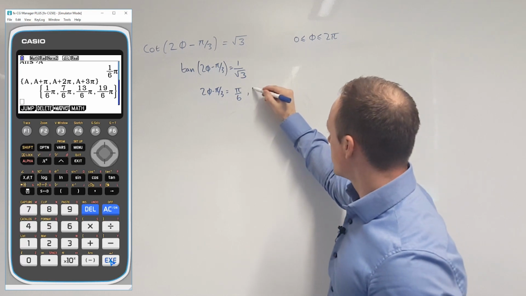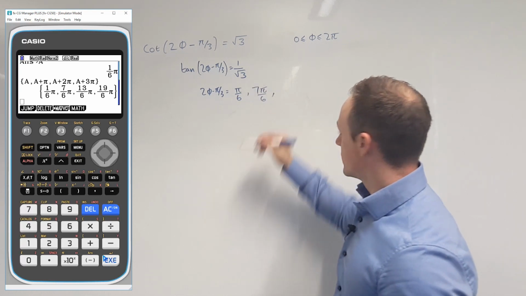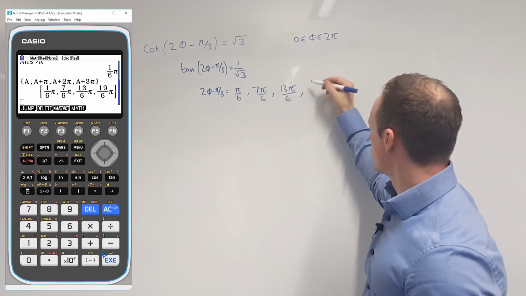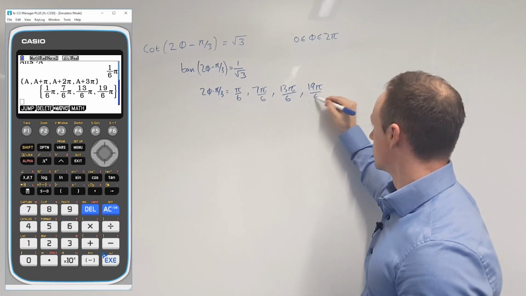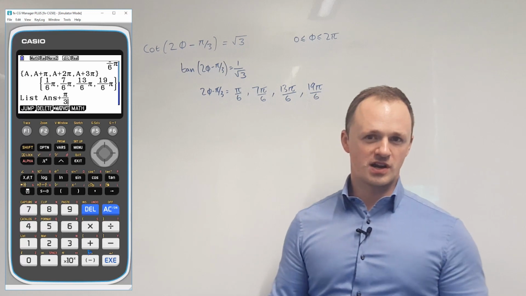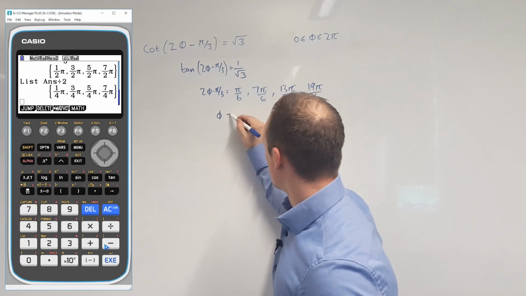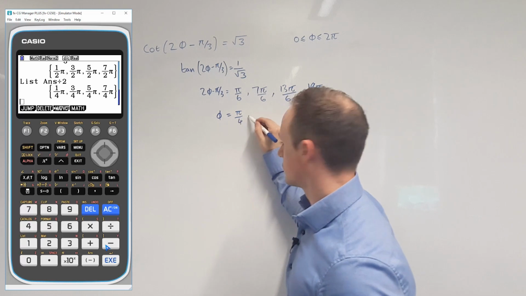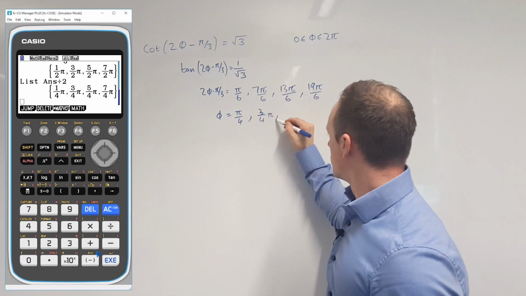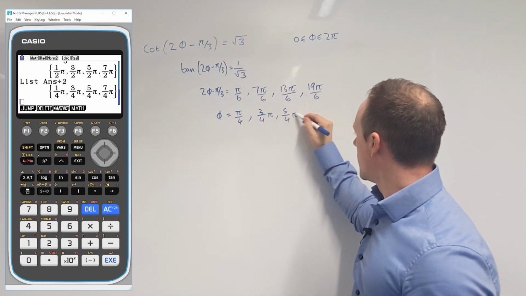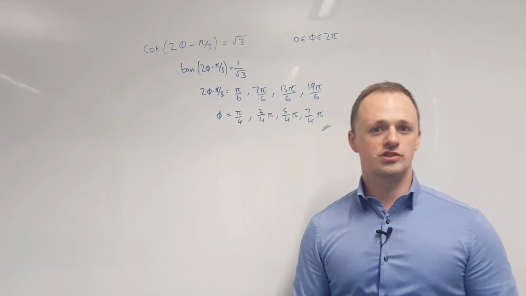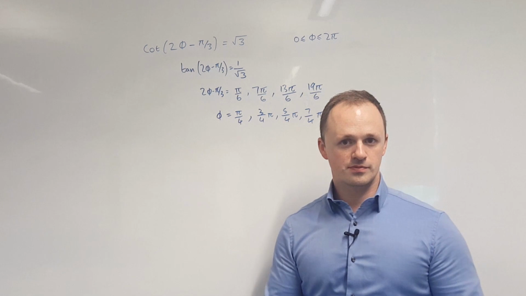If we add pi onto that, that's going to get us to 7 pi over 6. Then if we add another pi onto that, that's going to get us to 13 pi over 6. And then a further pi would get us to 19 pi over 6. So now all we need to do to our list in our calculator is add pi over 3 to it and divide by 2. That would give us phi equals pi over 4, 3 pi over 4, 5 pi over 4, and 7 pi over 4. So there are our 4 solutions to the equation given as exact values.